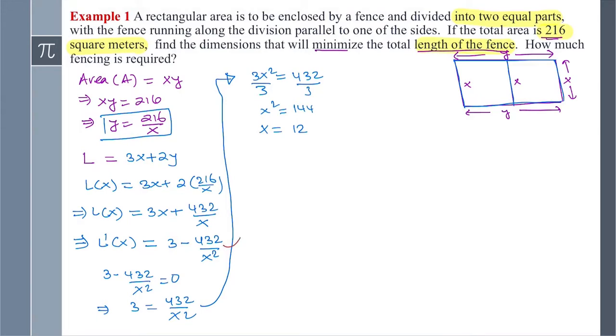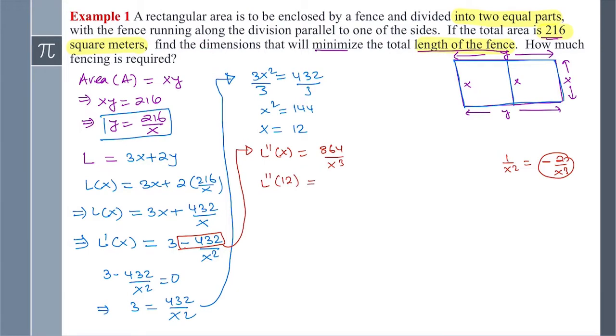So from here, if we find the second derivative of that function, the derivative of 3 is 0, then we have negative 432 over x squared. Again, the derivative of 1 over x squared is negative 2 over x cubed, and we have this negative 432 over here. So the second derivative becomes 864 over x cubed, and it is positive, okay? We get a negative here, and we already have a negative, which makes it positive. Now the value of the second derivative at x equals 12 is 864 over 12 cubed, and obviously this is going to be positive. The second derivative being positive implies we have a minimum, so minimum at x equals 12.